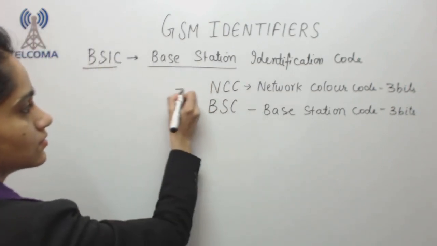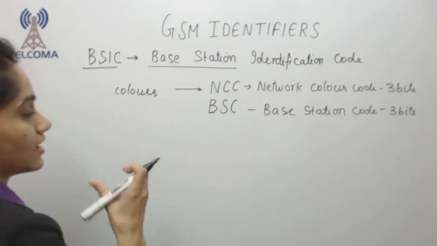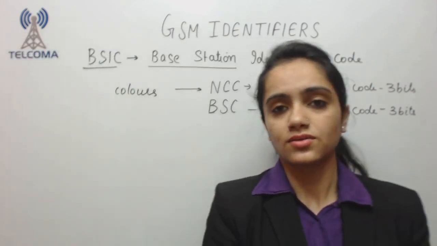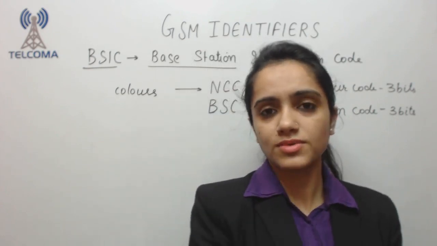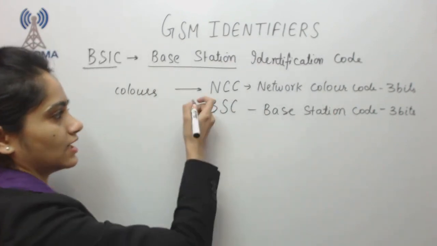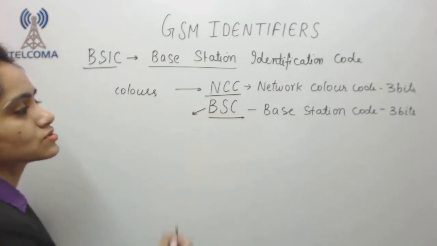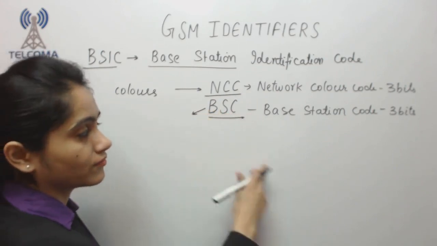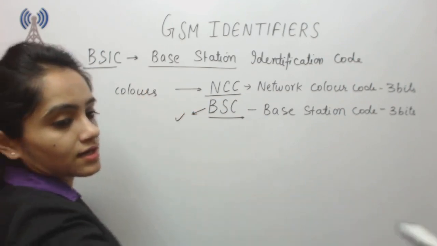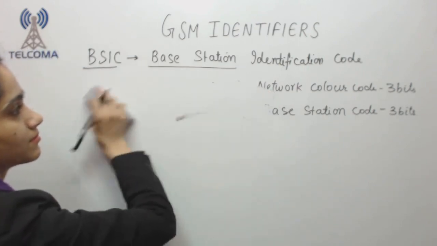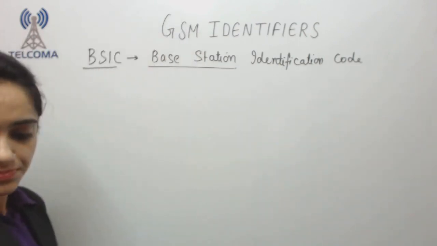Now why is this color code required? It depends upon the colors. That means we have assigned different colors to the different base stations. So to identify different base stations on the basis of their codes or colors, we have NCC. And base station code is used to represent the number of base stations in an area. So this is our identifier, base station identification code, to identify the base station.